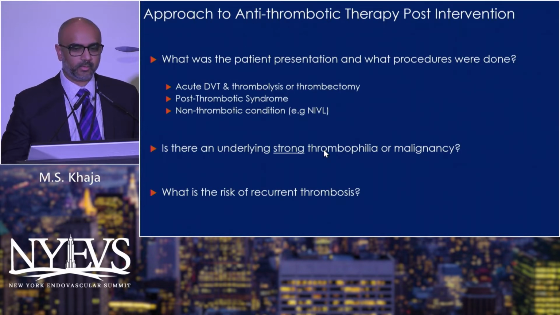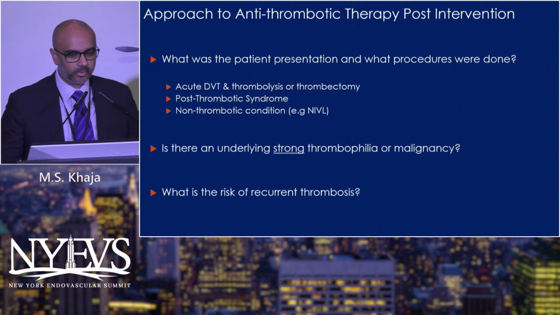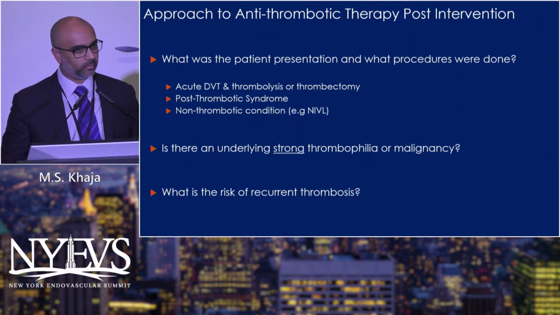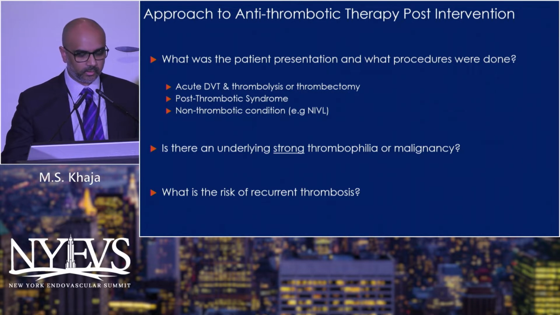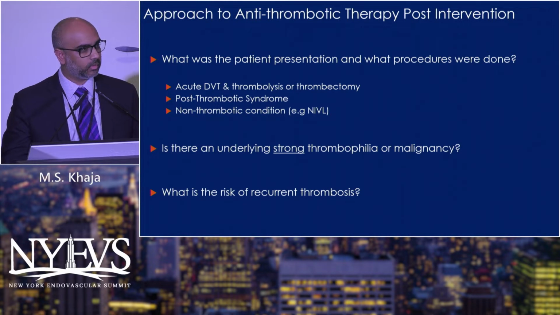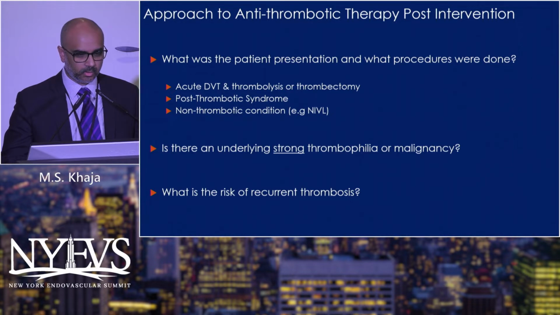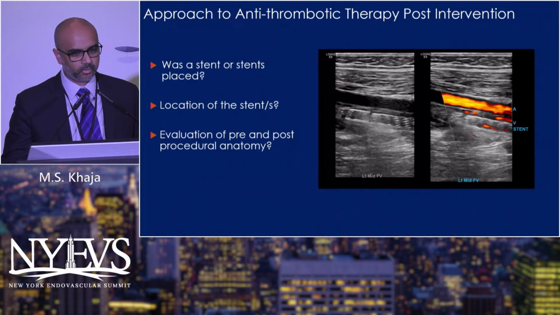So the approach to antithrombotic therapy post-intervention is really something to think about with all these patients that we just reviewed, all their different cases and the different types of devices. So you really want to think about what are the patient presentation and what kind of procedures were done. What different devices did you use? Did the patient show up as an acute DVT? Did you perform thrombolysis or thrombectomy? What type of device did you use? Because that can affect some of the inflammatory changes on the wall. Is the patient a post-thrombotic syndrome patient or is it a NIVL patient? You also want to know about their underlying thrombophilia or malignancy because that can change how you're going to treat these patients. And then you're also going to want to know their risk of recurrent thrombosis.